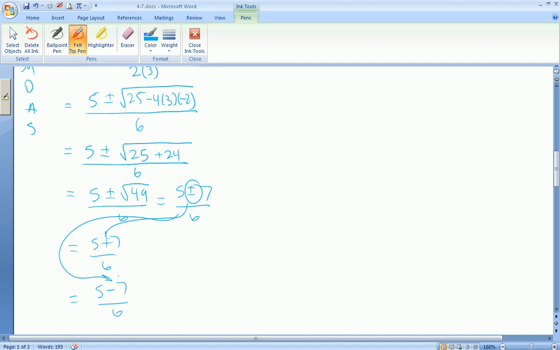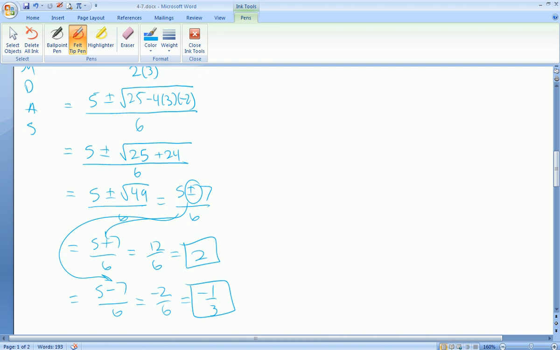Then you just have to do this out. So 5 plus 7 is 12 over 6, and our first solution is 2. That means that this parabola will touch the x-axis at 2. Then we do the next one. 5 minus 7 divided by 6, and so 5 minus 7, negative 2 divided by 6. This reduces to negative 1/3. So at negative 0.33333 repeating, it's going to touch the x-axis, okay?